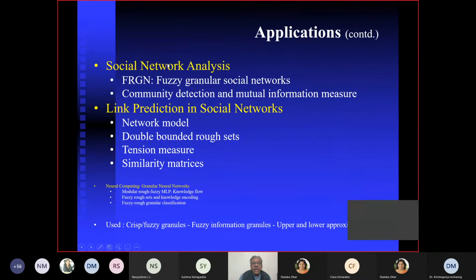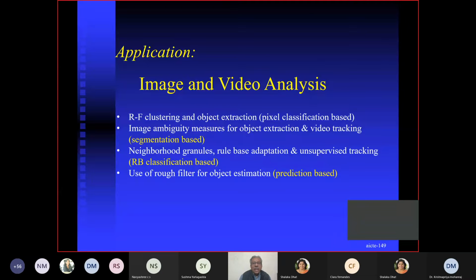Similarly, for social networks, if I get time, I will explain the community detection problem, a simple one. Lead prediction, I may not get time. Let's see. Now, image and video analysis. Very slowly, we just listen.